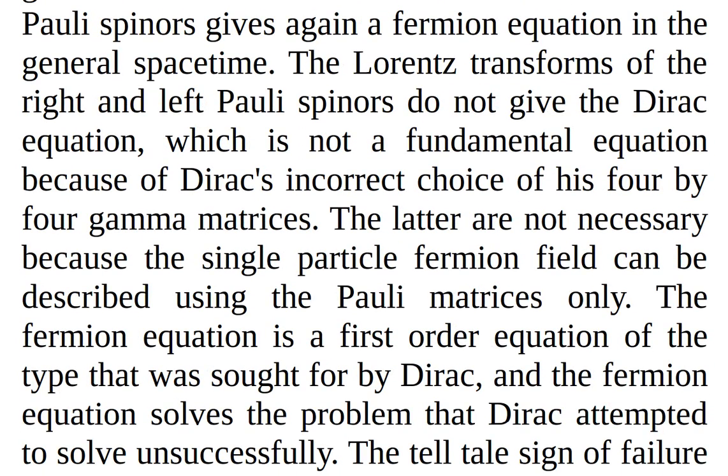The Lorentz transforms of the right and left Pauli spinors do not give the Dirac equation, which is not a fundamental equation because of Dirac's incorrect choice of his 4 by 4 gamma matrices. The latter are not necessary because the single particle fermion field can be described using the Pauli matrices only. The fermion equation is a first-order equation of a type that was sought by Dirac, and the fermion equation solves the problem that Dirac attempted to solve unsuccessfully.